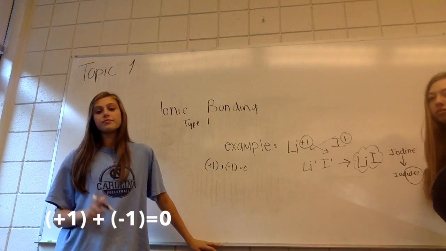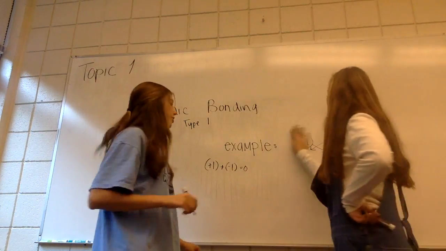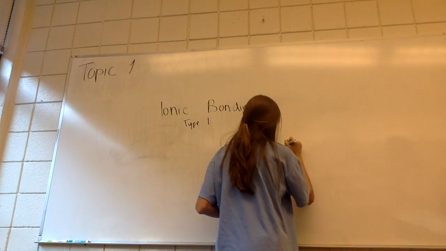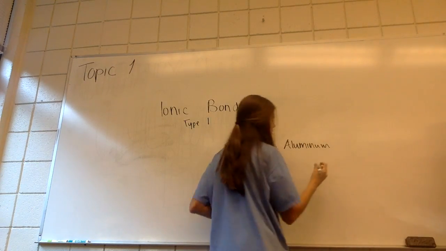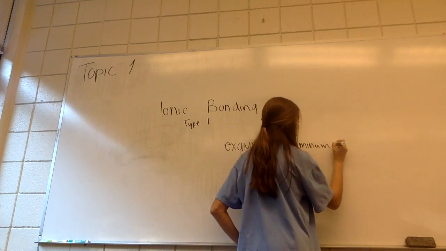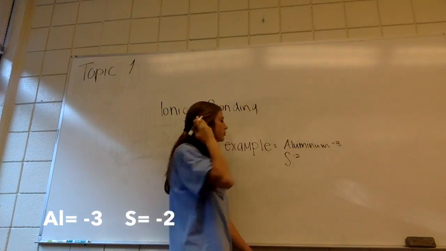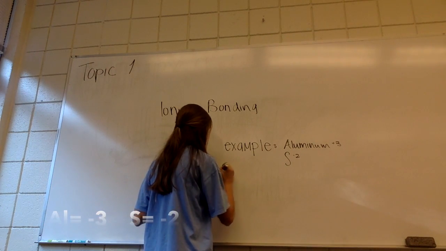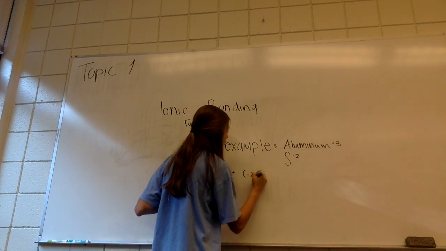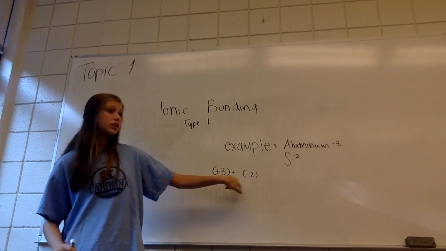But sometimes you get very unlucky, and you get things like aluminum and sulfur. Aluminum has a +3 charge because it has 3 valence electrons, and sulfur has a -2 charge because it has 6 electrons. As you can notice, if you put these in your equation, +3 plus -2, you would not end up with 0, but instead you would end up with 1.